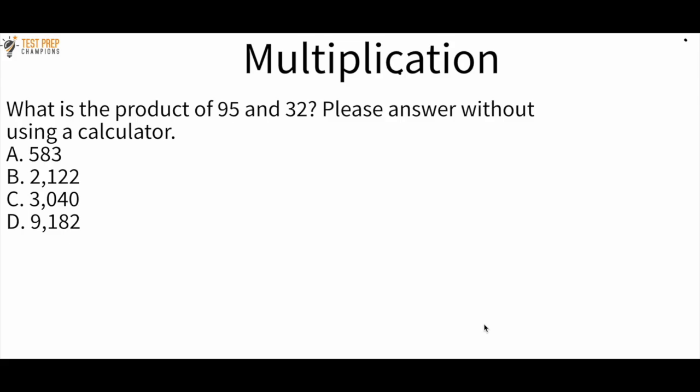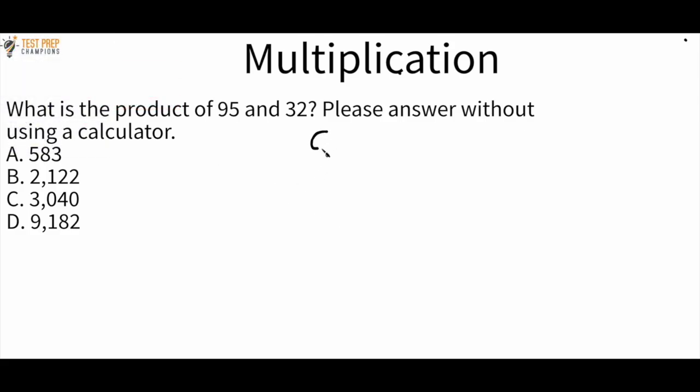So now let's talk about multiplication. And the first example is, what is the product of 95 and 32? Please answer without using a calculator. So let me give you a chance now if you'd like to pause the video, try to figure this out, take all the time you need, and whenever you're ready, we'll go over the answer.